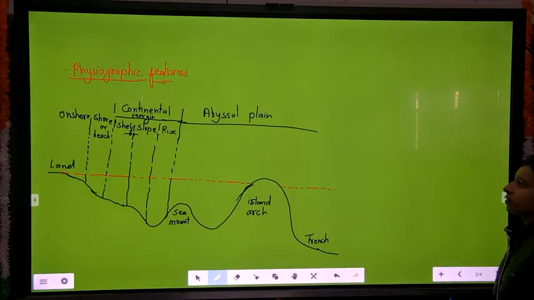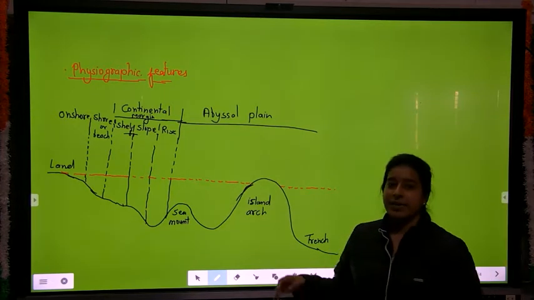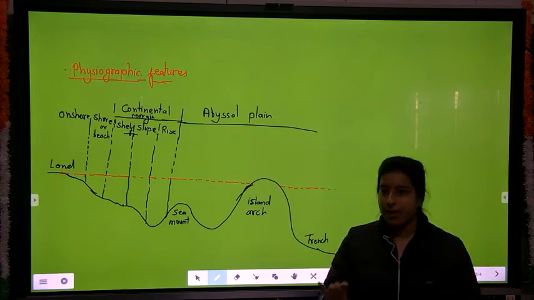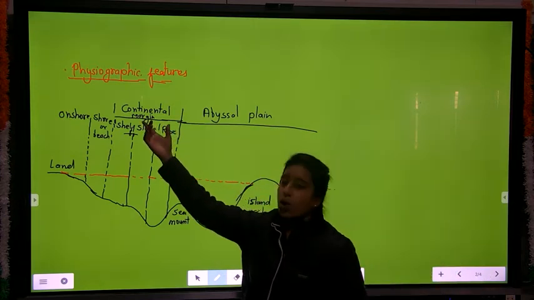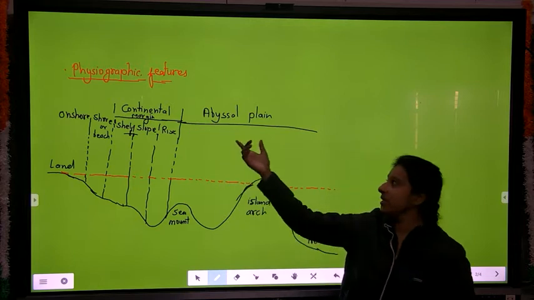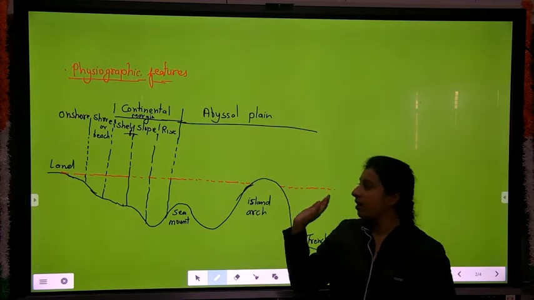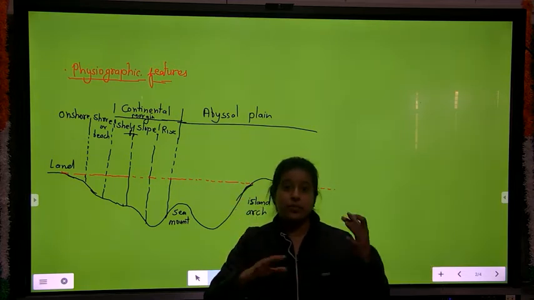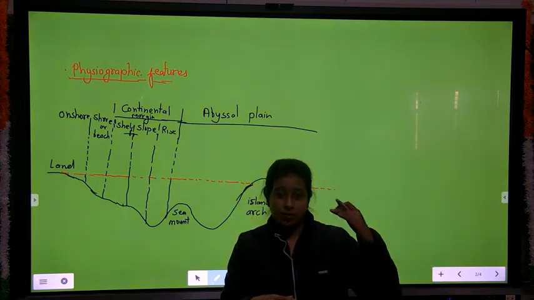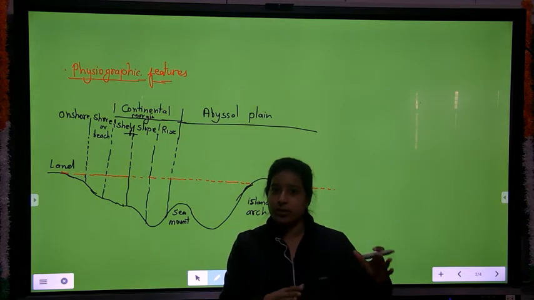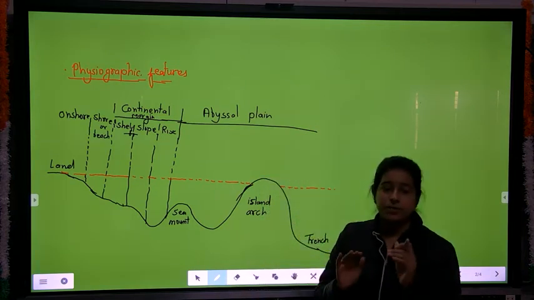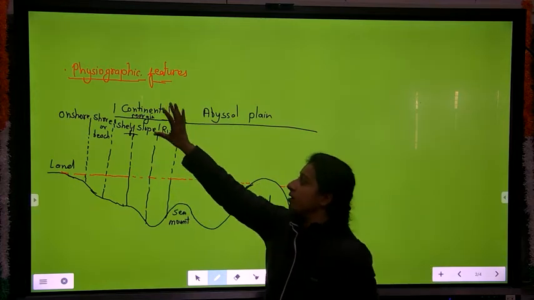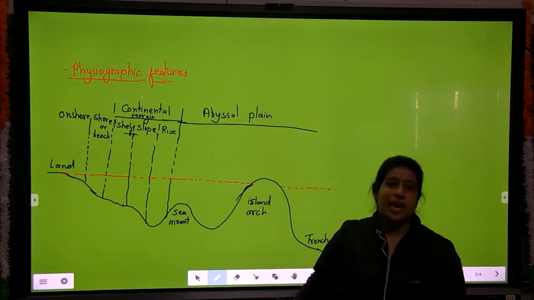Let us see. Basically, we have divided the ocean into two major parts. The first part is the continental margin and the second one is the abyssal plain. This is how we divide the ocean into two parts on the basis of its water depth. What is the depth of water? Is it shallow water or deep water? On the basis of its depth, we divide the ocean into two parts: the continental margin and the abyssal plain.